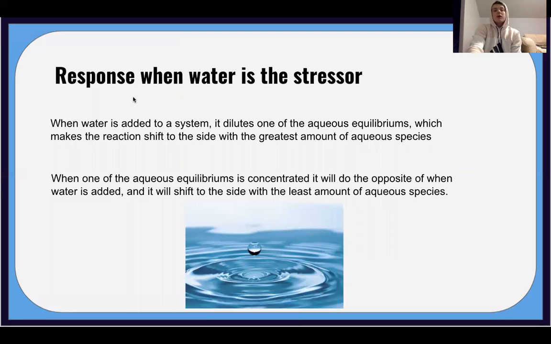All right, response when the water is the stressor. When the water is added to a system, it dilutes one of the aqueous equilibriums, which makes the reaction shift to the side with the greatest amount of aqueous species. When one of the aqueous equilibriums is concentrated, it will do the opposite of when water is added, and it will shift to the side with the least amount of aqueous species.